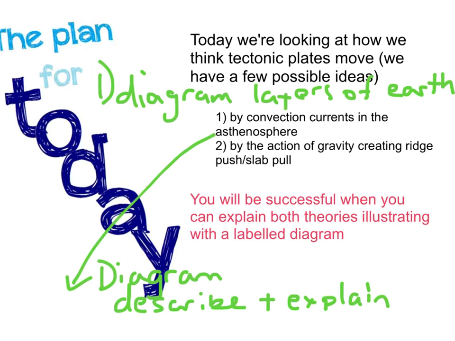I'll write that down there as describe and explain. Describe what happens, and then explain is why it happens, why the convection currents go around and why that causes the plates to go around. Another subheading there, number 2, was going to be ridge push, slab pull. Again, go through, give me a diagram, give me a description of what happens at the ridge and the slab side, and explain why that happens. Hint, it's because of gravity and density.